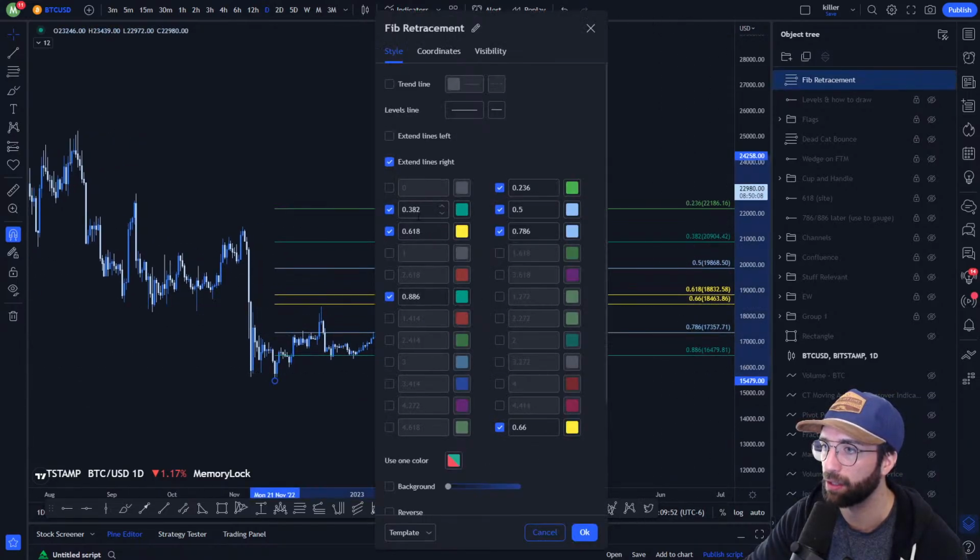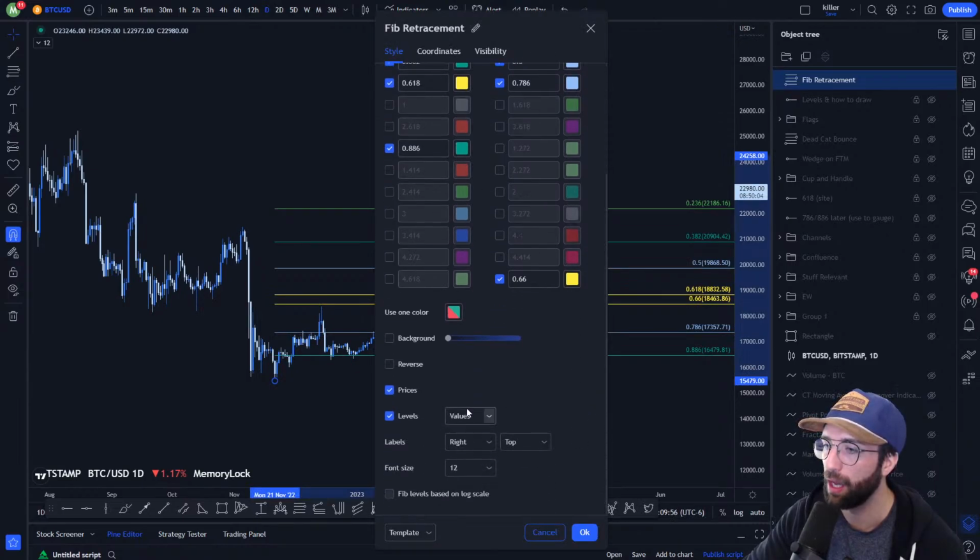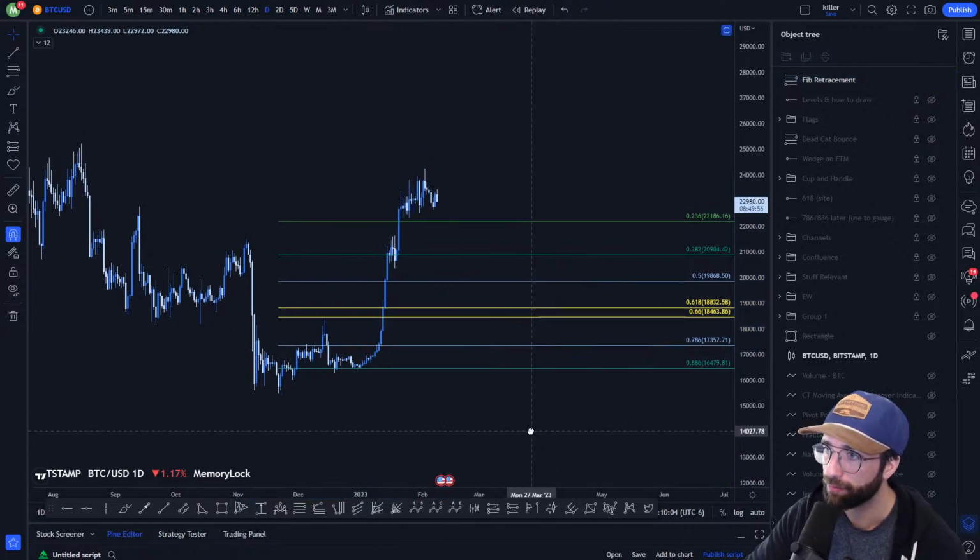So you can go ahead and mark these on your tool. Just click settings and adjust these. You can adjust the colors however you like. I personally don't usually have the prices or the levels on here, and I also don't have a background on. I uncheck that one.